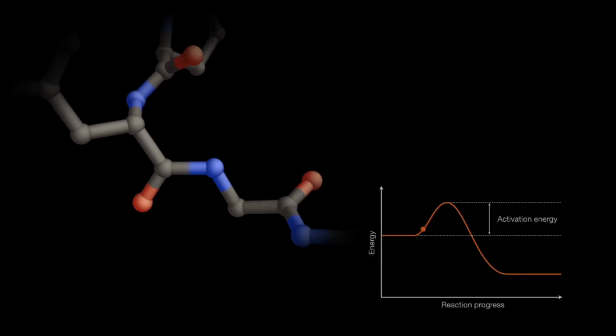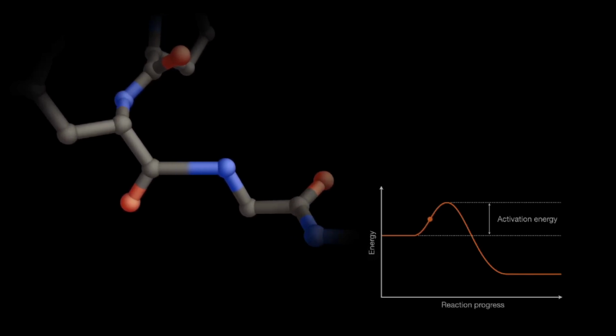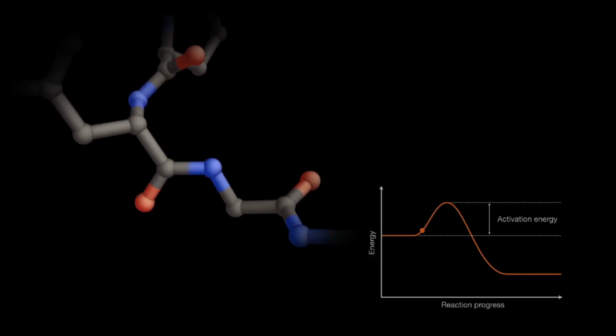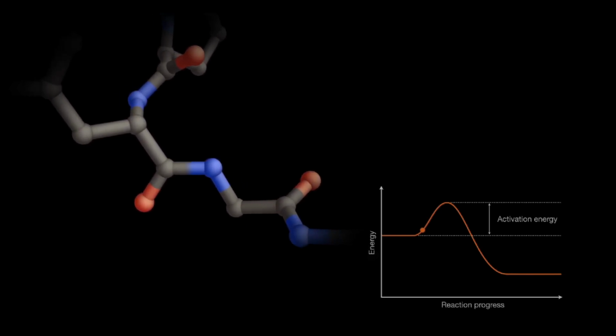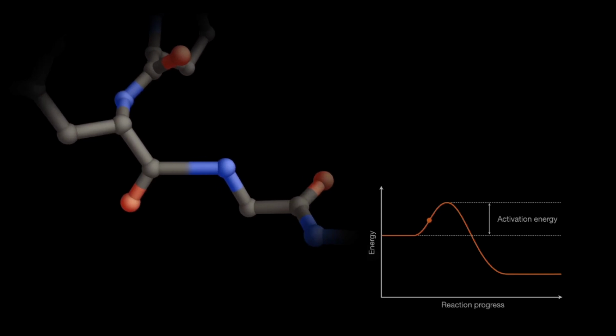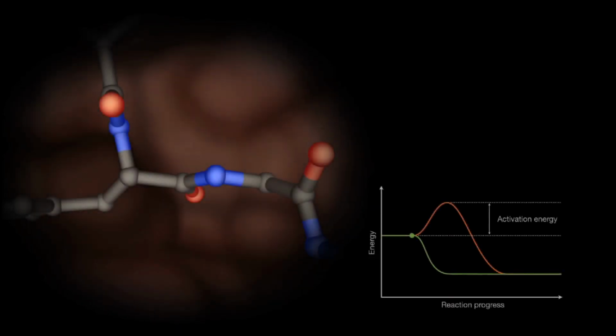Enzymes work by lowering the activation energy of a reaction. Biological molecules are generally very stable. They don't spontaneously break down because the activation energy for that reaction is too high. Enzymes lower the activation energy by positioning the substrate in just the right shape at just the right distance from a reaction partner for the reaction to occur in the active site.